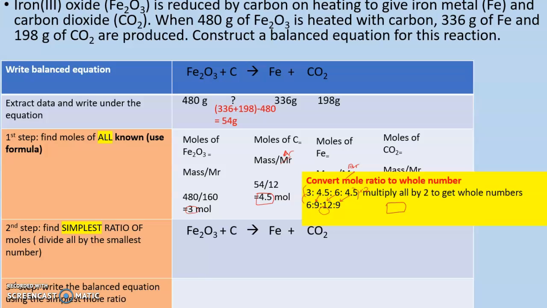Now I just need to simplify the mole ratio. So I divide all of them by 3, because I can't divide by 2. I get the simplest whole number ratio, and that's the number that I can use to balance the equation. And once again, you can double check whether your answer is correct by checking the number of moles or of atoms.